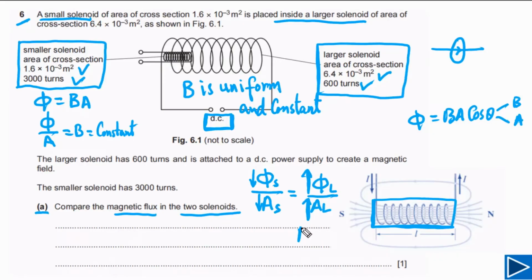So in this case we can say that as AL is greater than AS, the flux of the larger solenoid is greater than the flux of the smaller solenoid. This is what you need to understand.